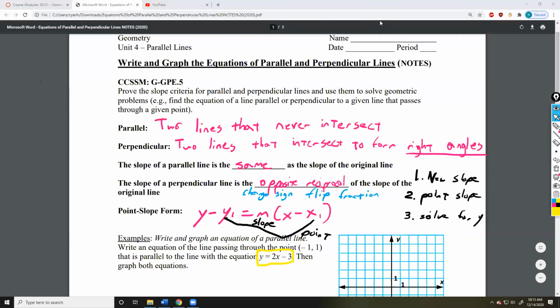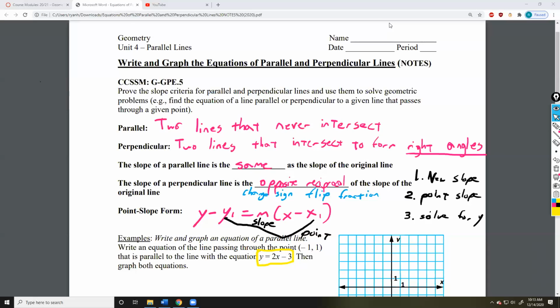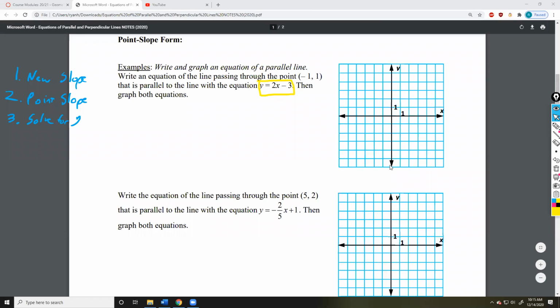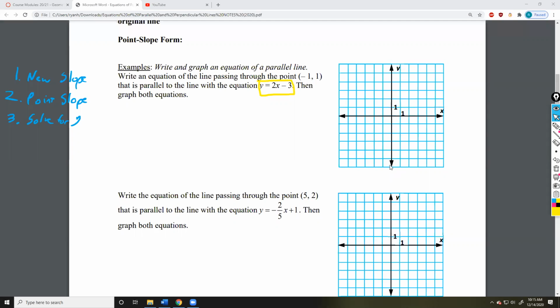See if you can remember how to graph that equation of y equals 2x minus 3. For y equals 2x minus 3, remember when we're graphing our lines, we want to start at our y-intercept. So this is our y-intercept, and then the 2 is our slope. Our y-intercept is at 0, negative 3.